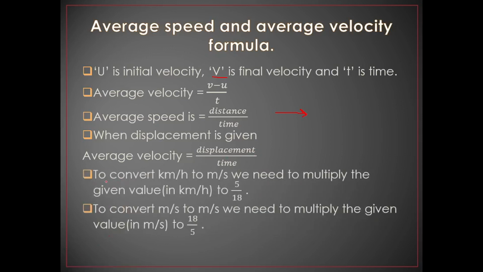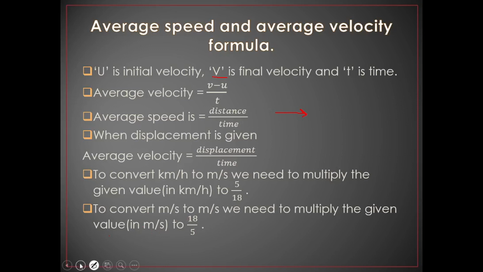Then to convert kilometer per hour to meter per second, we need to multiply the given value, which is in kilometer per hour, by 5 by 18. The value you get will be in meter per second. The second point is to convert meter per second to kilometer per hour: we need to multiply the value by 18 by 5. That's just the reciprocal. You need to remember this.